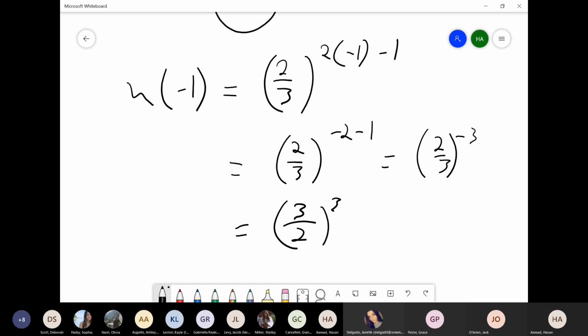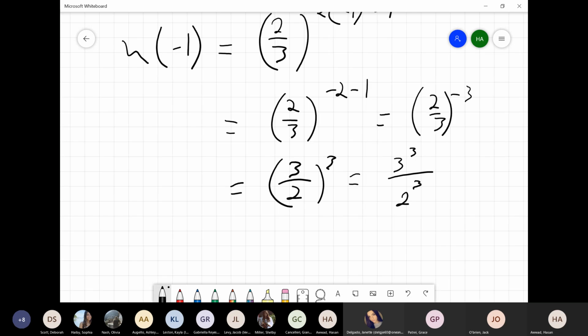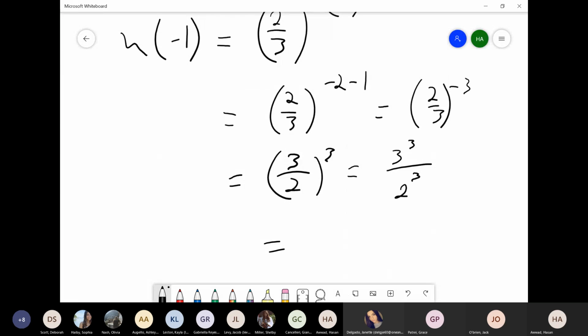And now all we have left to do is, well, we have 3 halves to a number. We took care of the negative sign. We just distribute that exponent. Once again, we distribute it to the top and to the bottom. So this is the same thing as 3 cubed over 2 cubed. And when we simplify this down, 3 cubed is 27. 2 cubed is 8. So we get 27/8. And we're done.